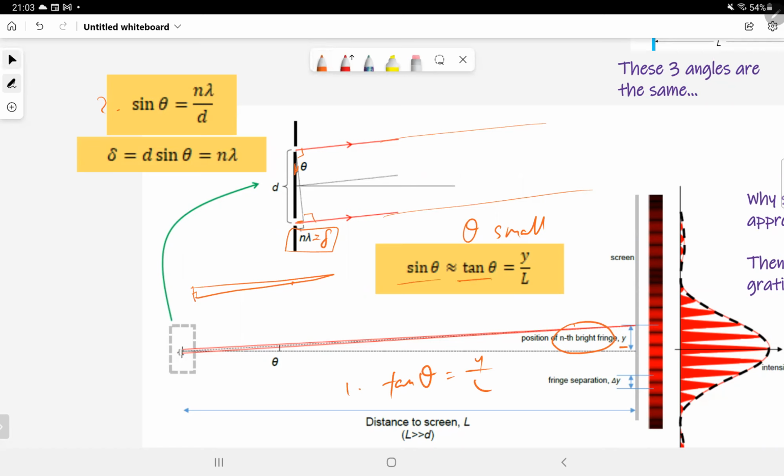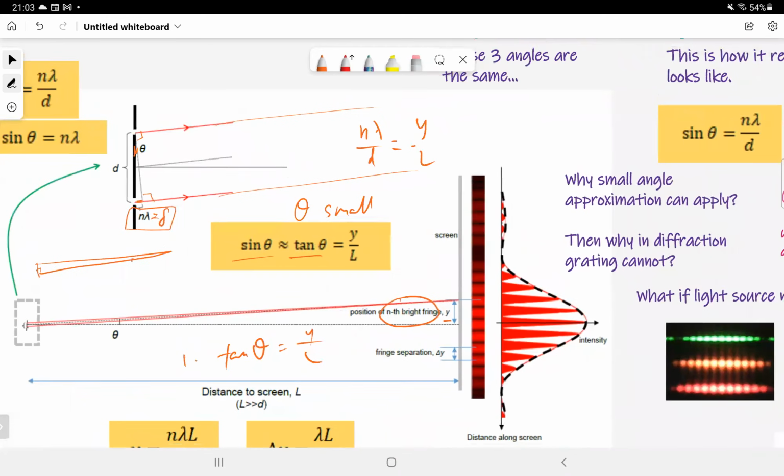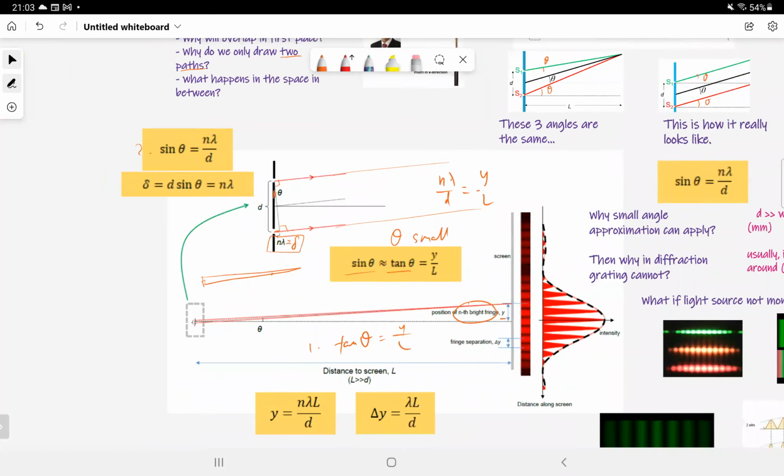And if that's the case, we can combine equation 1 and equation 2. So n lambda over d will be equal to y upon L. Sorry, I'm starting to lag already. And we can work out the formula y equals n lambda L over d. And if you want to talk about the distance between adjacent slits, it will be delta y, and you don't have the n anymore. It's just lambda L over d.